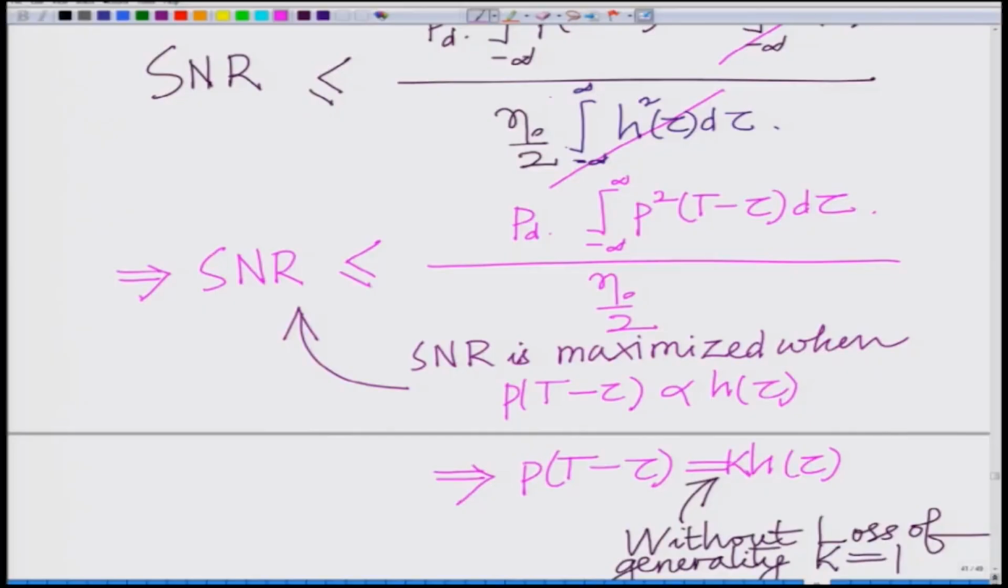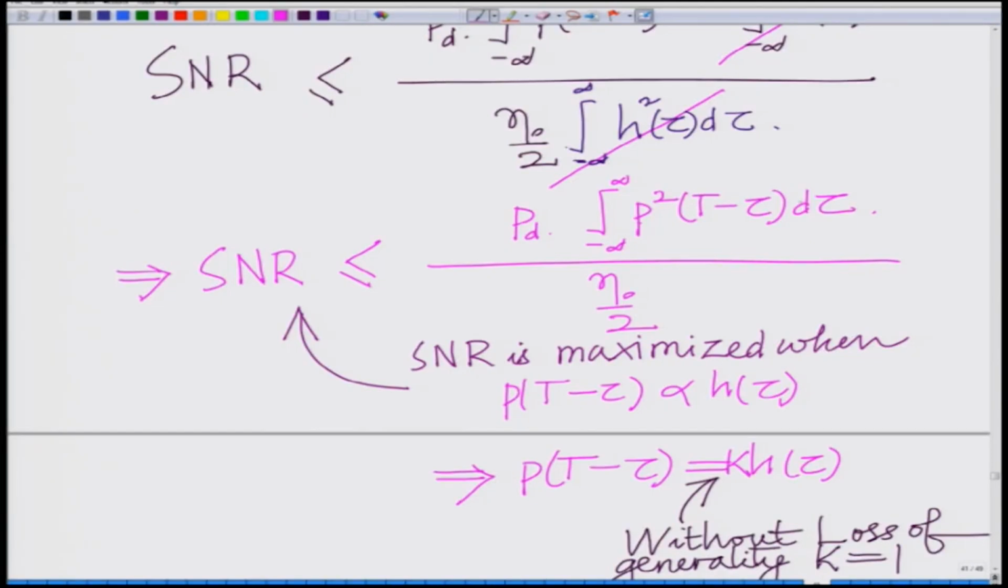In fact, this is one of the fundamental principles that govern the functioning of a digital communication system, that enable optimum processing and optimizing or maximizing the signal to noise power ratio, and therefore minimizing the error rate in a digital communication receiver. Now, what is the maximum SNR? You can see from here that the maximum SNR is given by this expression: P_D integral from minus infinity to infinity p square (t minus tau) d tau, divided by eta naught by 2.